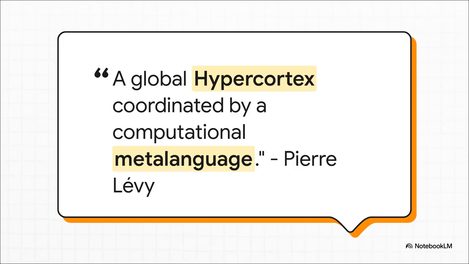The philosopher Pierre Levy had this amazing way of describing it. He called it a global hypercortex coordinated by a computational metalanguage. Now, that's a mouthful, but what does it mean? Think of it like a giant global brain, a web that doesn't just hold files, but one that actually thinks, all powered by a language that computers can universally understand.